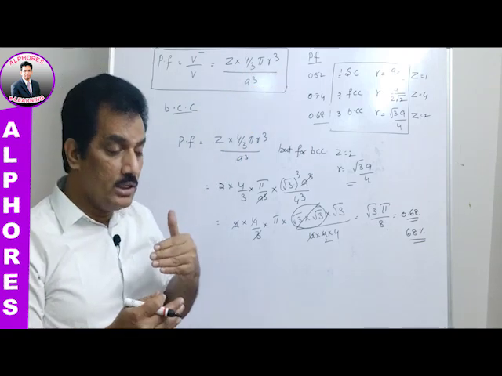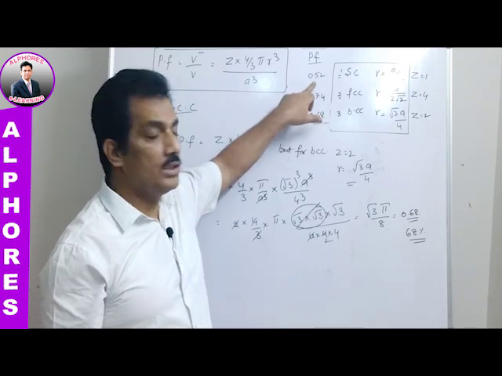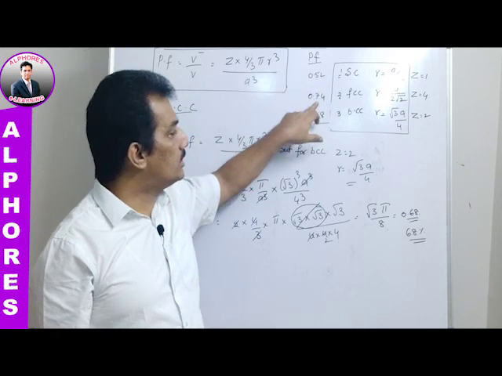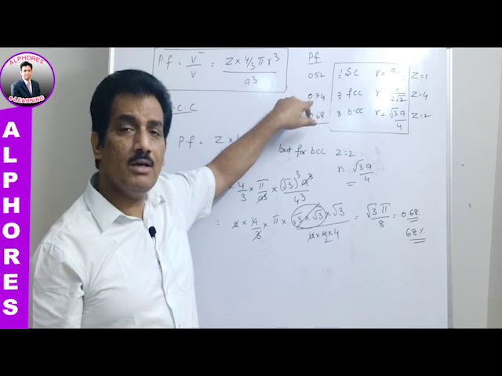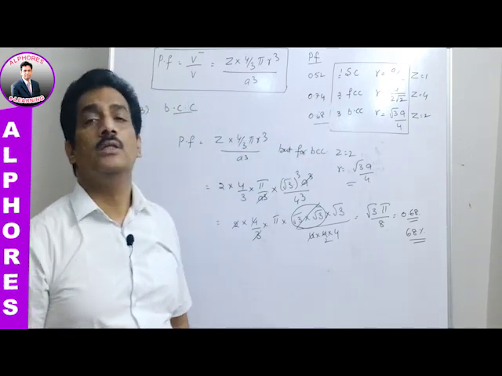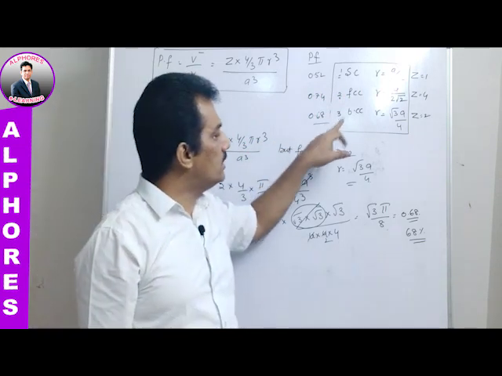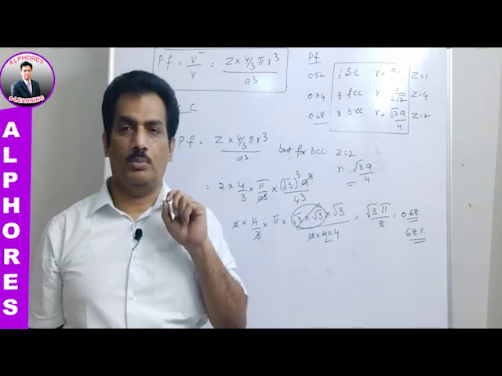Sometimes they will logically ask the unoccupied percent. In case of this, what is the void percent? 48%. In case of this, what is the void percent? This means it is FCC. In case of FCC, what is the void percent? It is nothing but 26% of void that is observed. In case of BCC, the void percent is 32%.